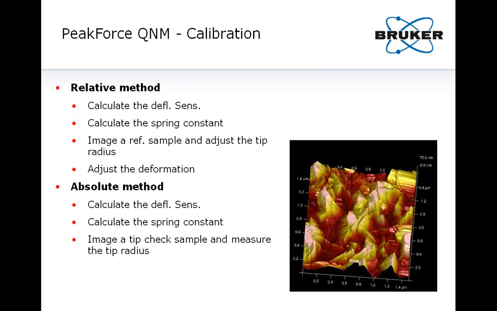The absolute method has the benefit that there is no concern over the accuracy of the modulus of the reference sample, or whether it ages over time or becomes contaminated. But on the other hand, you have to image the tip check sample very gently, very carefully, to avoid breaking the tip, because it's a pretty rough and hard, stiff sample.